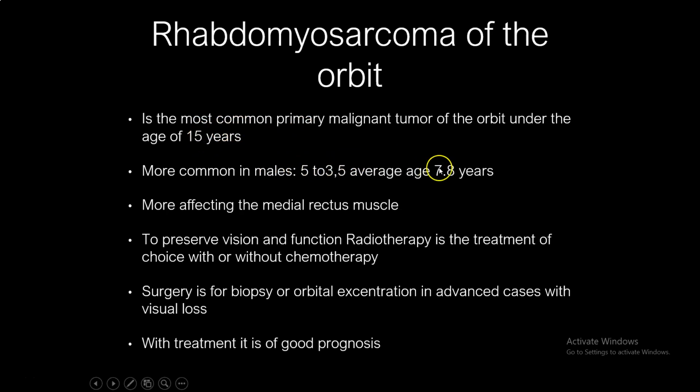So the average age is 8 years, and it is more common in males than in females, unlike the ossifying fibroma. 5 to 3.5. It is mostly affecting the medial rectus muscle. Why? I don't know, but it is a common finding, rhabdomyosarcoma of the medial rectus. And if you want to preserve vision, if it is early, radiotherapy is the treatment of choice with or without chemotherapy.